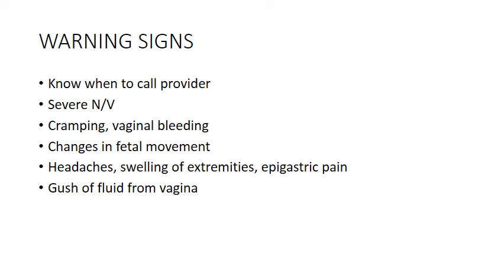Edema, not just dependent edema, but they also might have facial and hand edema. That's concerning. Epigastric pain in the upper right quadrant is a sign of liver enlargement, which they need to come in and be seen if they have that problem. A gush of fluid from the vagina may be urine from the baby hitting the bladder, but it may be amniotic fluid. You can look at the fluid under the microscope, which is an old method that we've used, or you can do an Amnisure test that shows protein in the amniotic fluid.